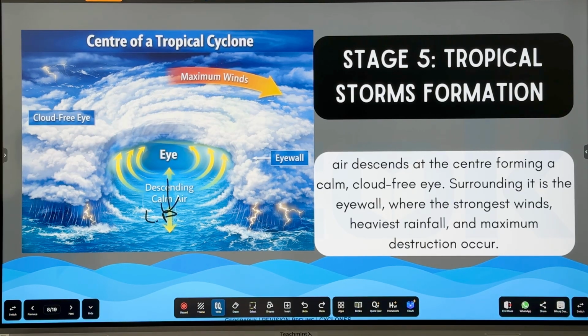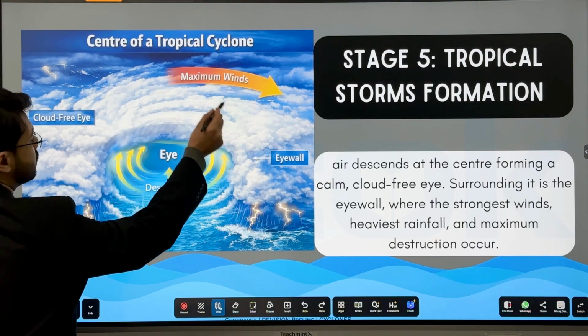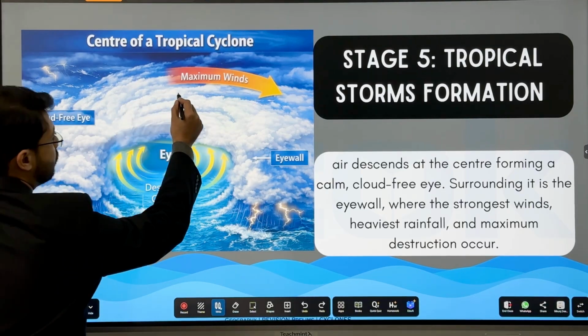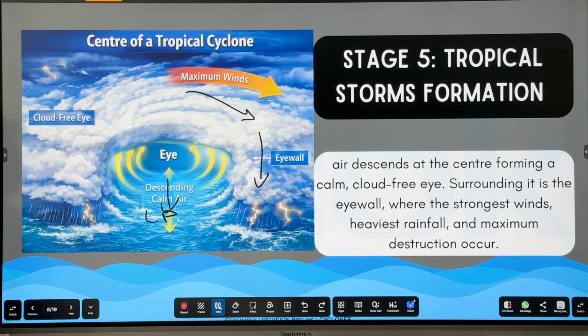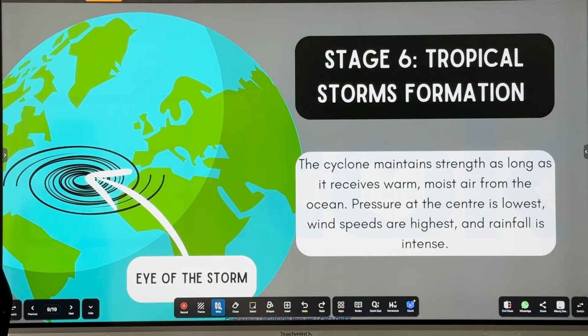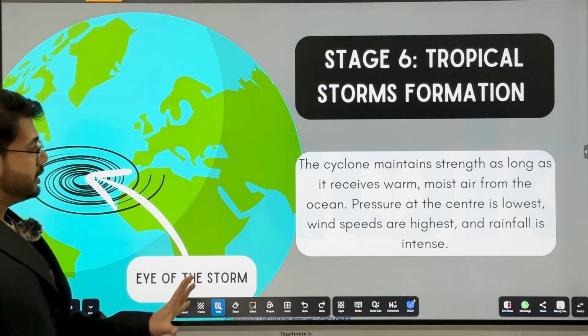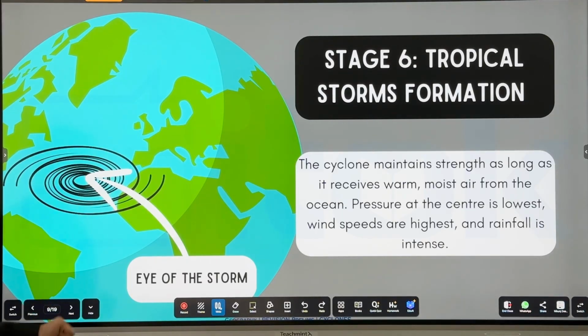Now, I would like you to see in which direction the winds are flowing. They are flowing in this direction. Okay, so I would like you to guess which hemisphere we are talking about here, northern or southern. Now, a cyclone maintains its strength as long as it receives the warm, moist air from the ocean.